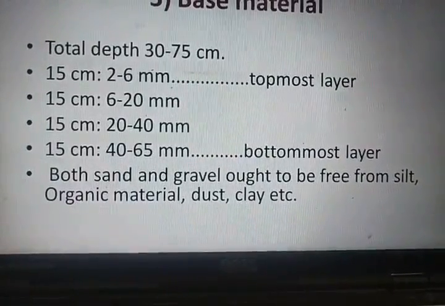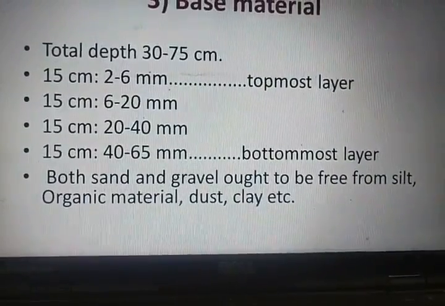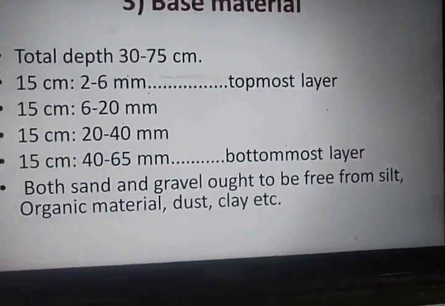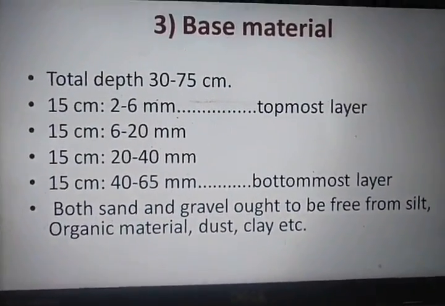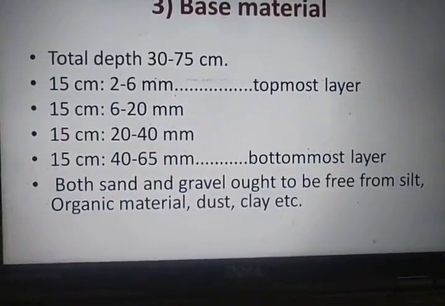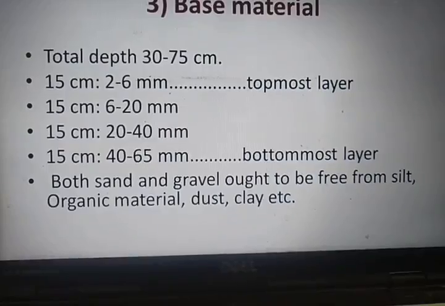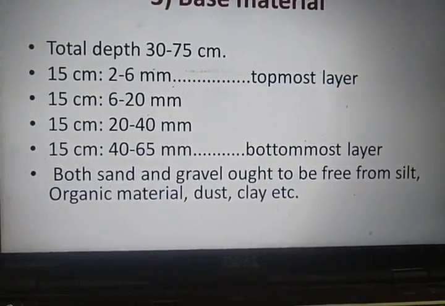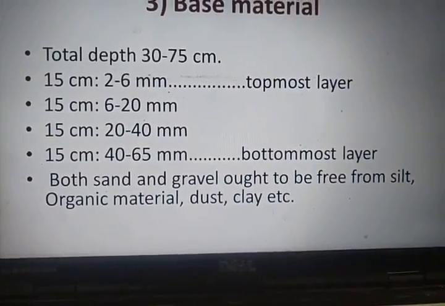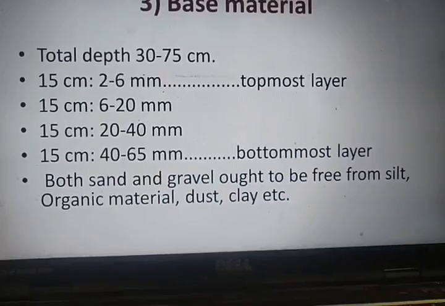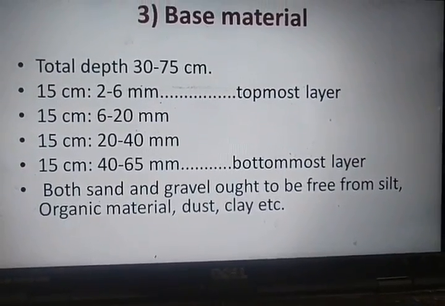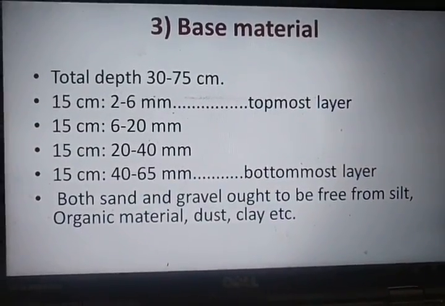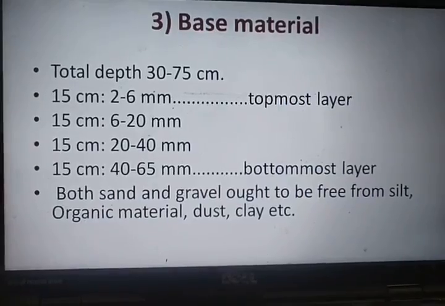Both sand and gravel should be free from silt, organic matter, dust, clay, etc. So these are the characteristics of this base material. That means on the top layer we will have sand, and as you move downwards there is gradation, and you will have the coarser material at the bottom, so that water can easily flow from the sand through this bottom base material.